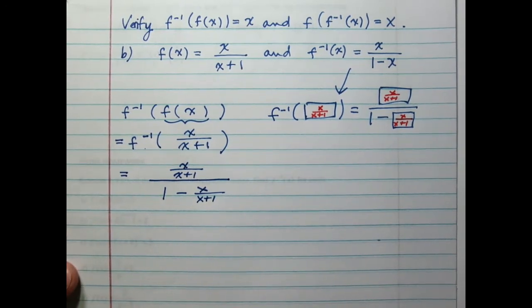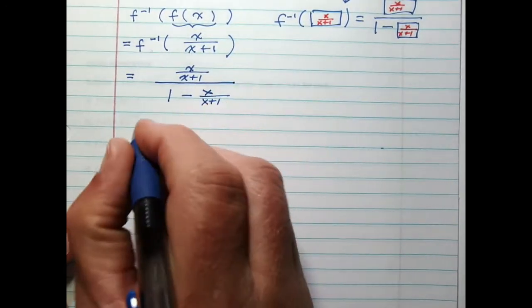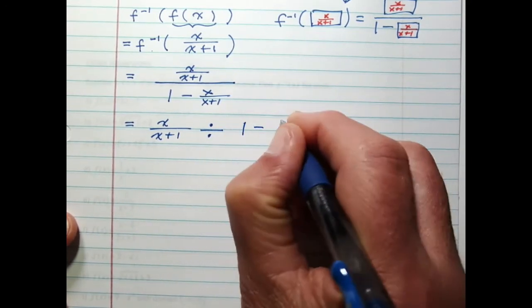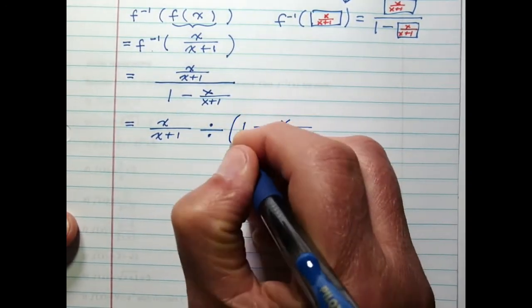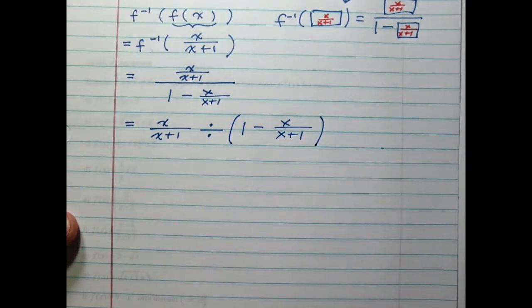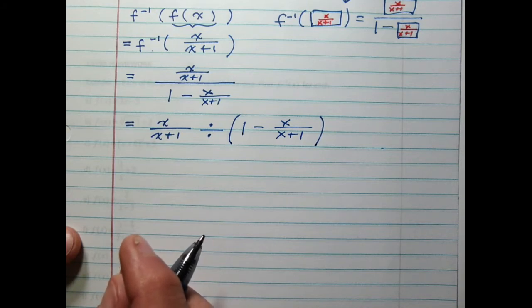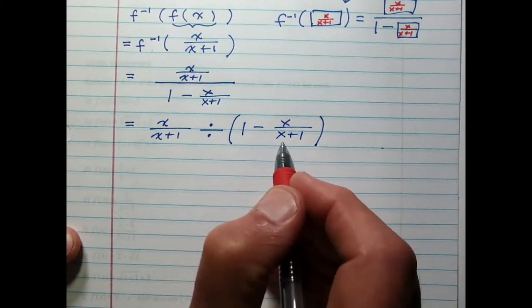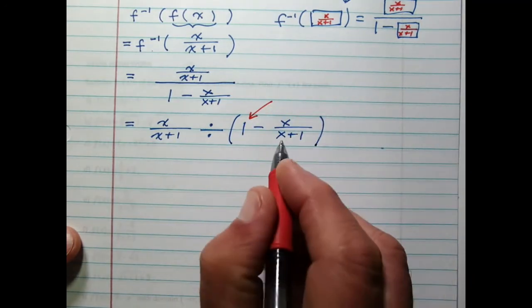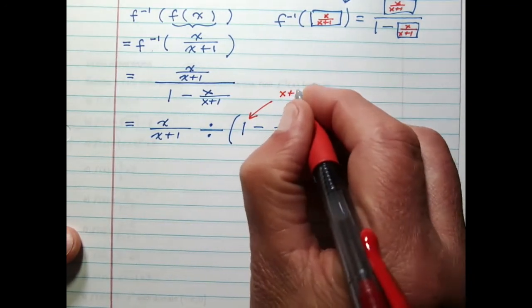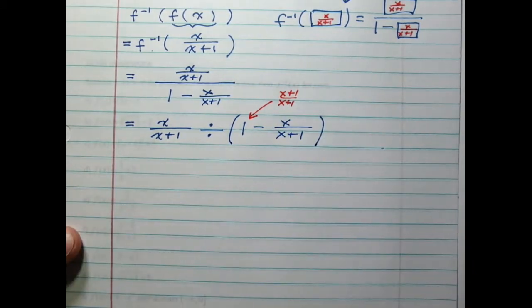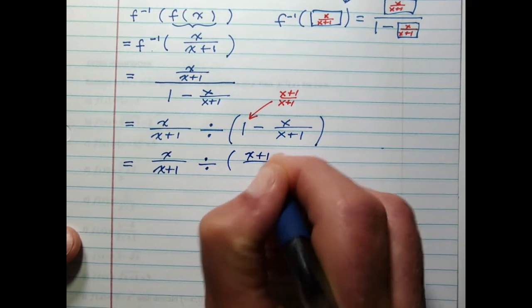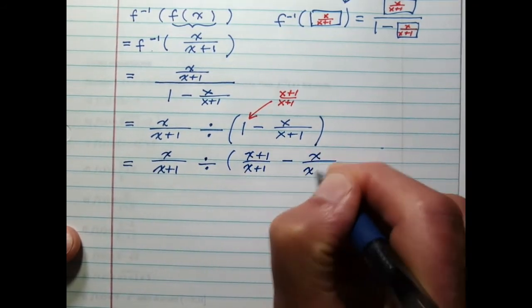So a good little algebra problem for us to work on here now. And I like to think of complex fractions as division problems. X over x plus 1 divided by 1 minus x over x plus 1. But if I write it this way, I need to remember to put parentheses around those complicated denominator terms. I have to combine the two terms in parentheses before I divide. So this 1, I'm going to write with the common denominator of x plus 1. I can think of that as an x plus 1 over x plus 1, right? So I have x over x plus 1 divided by x plus 1 over x plus 1 minus x over x plus 1. Whew.